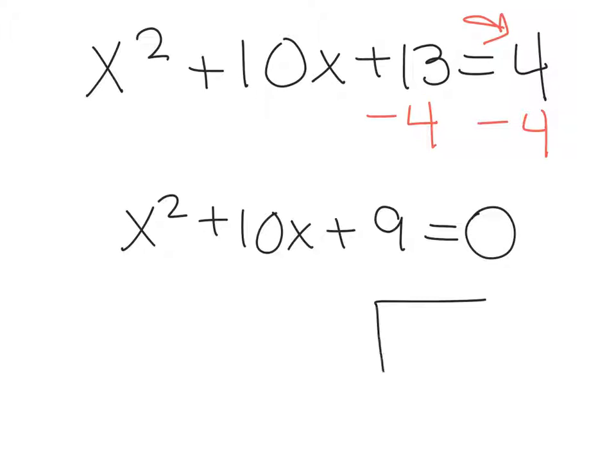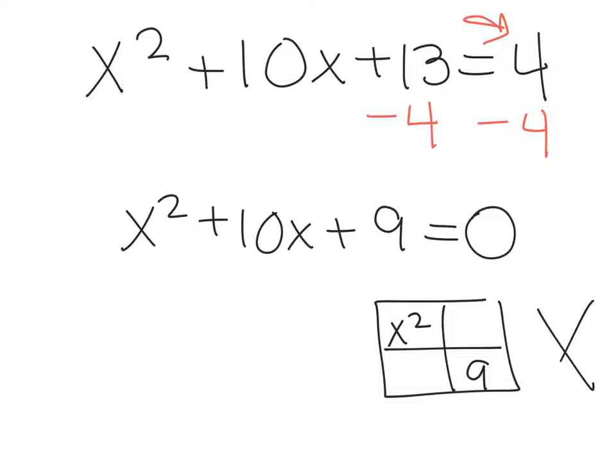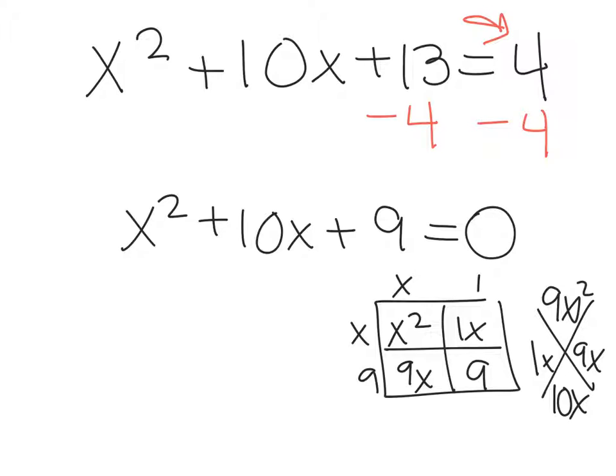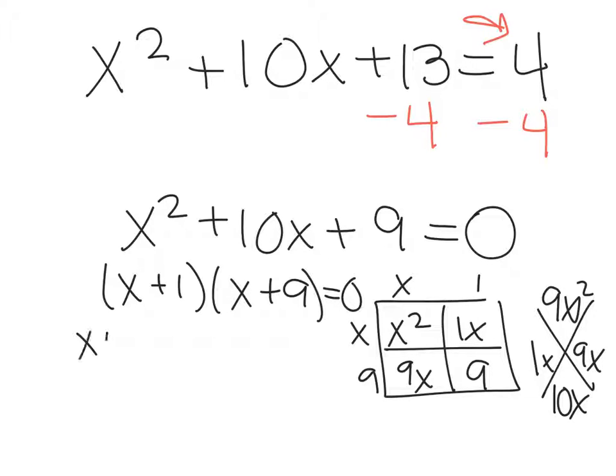Now we're going to factor. We know that that's 9x squared. Sum has to be 10x. So what 2 numbers multiply to give us 9x squared but add to give us 10x? 1 and 9. So this is going to be x, 1 and 9. So I now have my factors, x plus 1 and x plus 9.